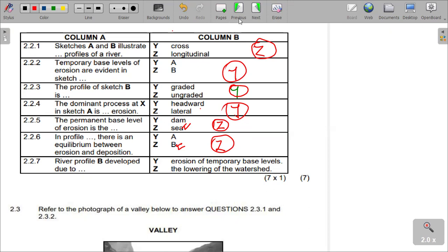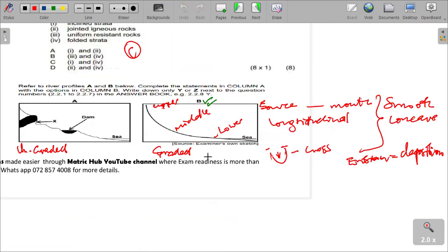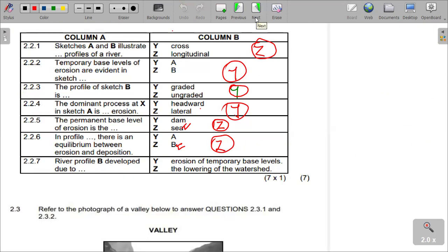Profile B developed due to dash. This is profile B. What can be the reasons that might have caused profile B to develop? River profile B developed due to dash: erosion of temporal base levels, the lowering of the watershed. We are saying it is because of erosion of temporal base levels, which means the temporal base levels were eroded.